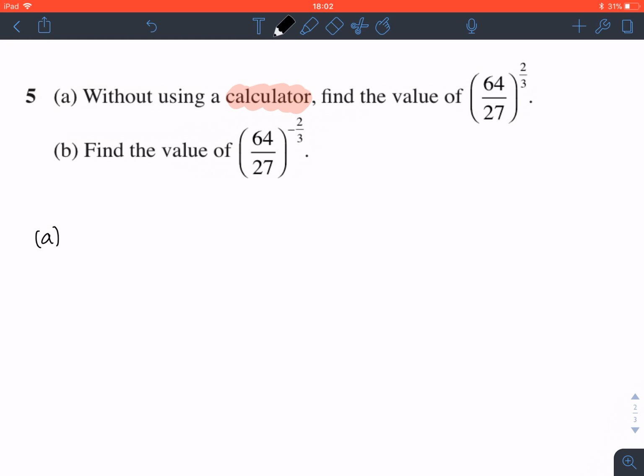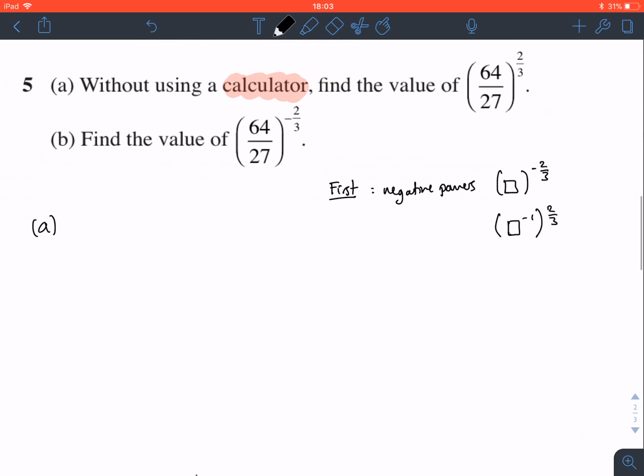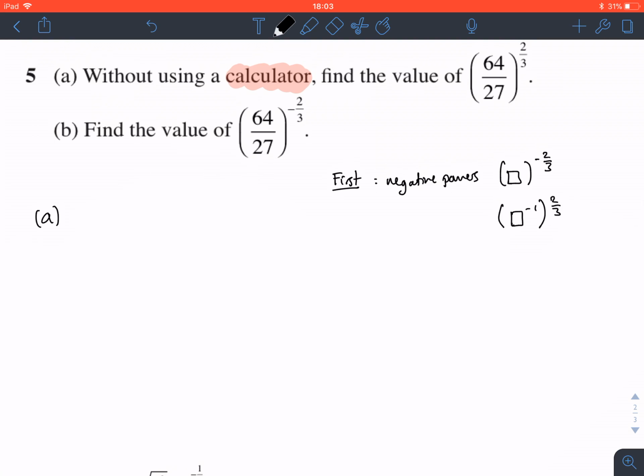So, let's do this in stages. Whenever you get an indices question, a fractional indices question, I want you to do it in this particular order, and I'm going to write down the order. First, I want you to deal with any negative powers. That is, if there's a minus on the outside, if you've got some number all to the minus 2/3, say, I want you to bring the minus in and then deal with the fraction after. So the first step is dealing with the negative power.